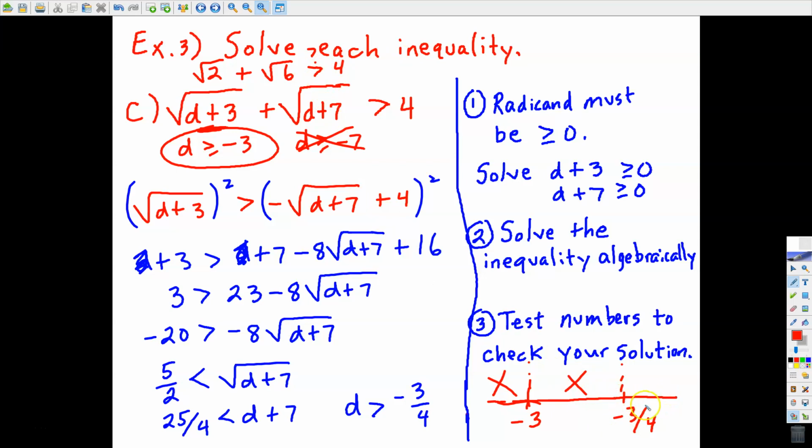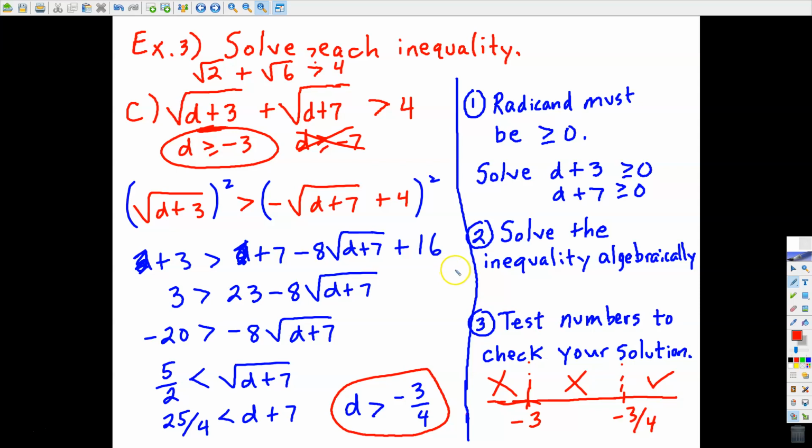So let's try something greater than -3/4. 0 is a good choice. So I get the square root of 3 plus the square root of 7. And you can probably already figure out that that's going to be greater than 4. But let's go to our calculator. Check it out. Square root of 3 plus the square root of 7. That's 4.3778, obviously greater than 4. So these do work. And so my final answer is going to be this, all of the numbers greater than -3/4.